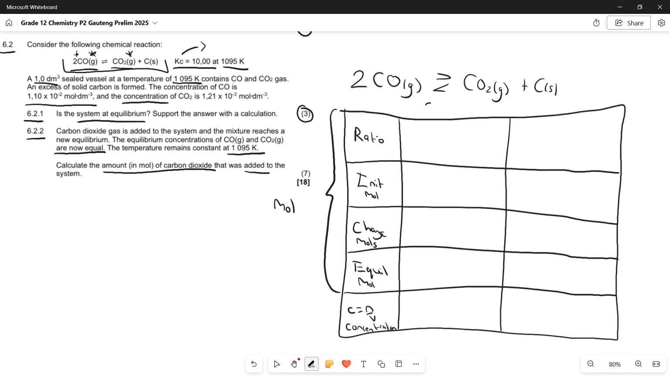And what we're dealing with is our 2CO over here, the one gas on our reactant side, and the CO2 over here, the other gas on our product side. So the ratio is the number in front of both of these, which means the number in front of CO is a 2 over here, and a number in front of CO2, our mole number, is 1 over here.